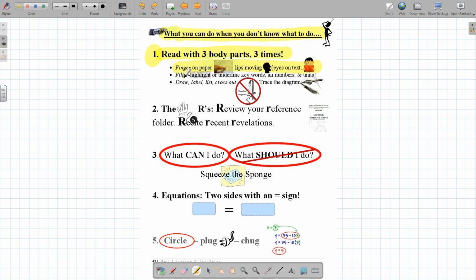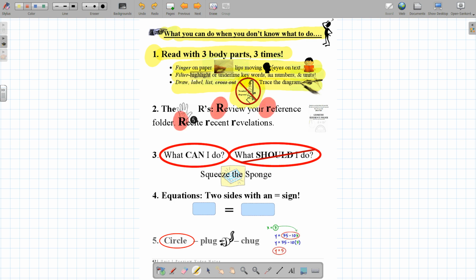Number 2, the 5 R's. Review your reference folder, recite recent revelations. You go to your reference folder, you flip through it and ask, what have you learned recently? Review your reference folder, recite recent revelations. Say it with me. Review your reference folder, recite recent revelations. That's the 5 R's.